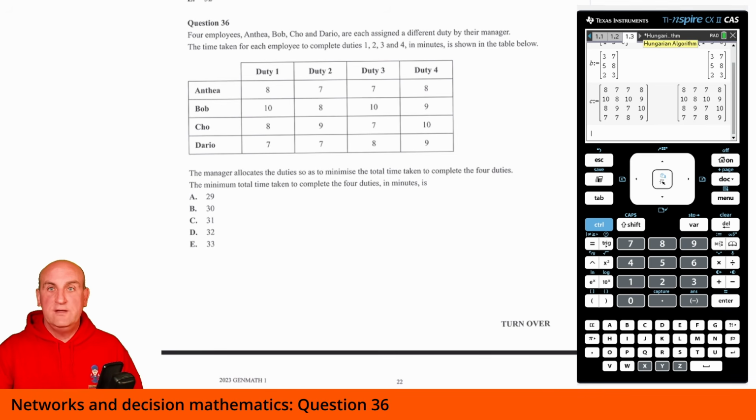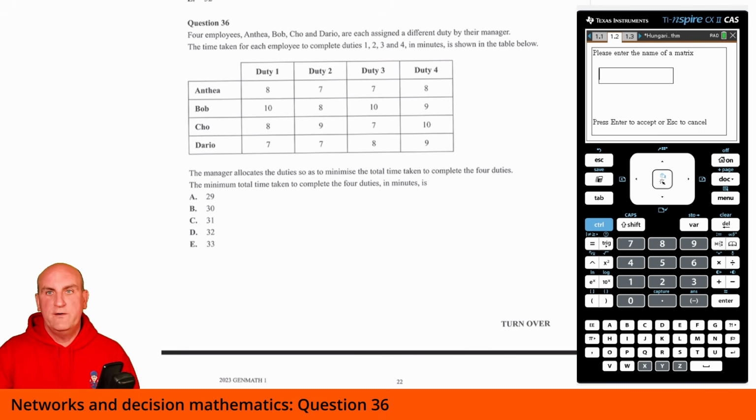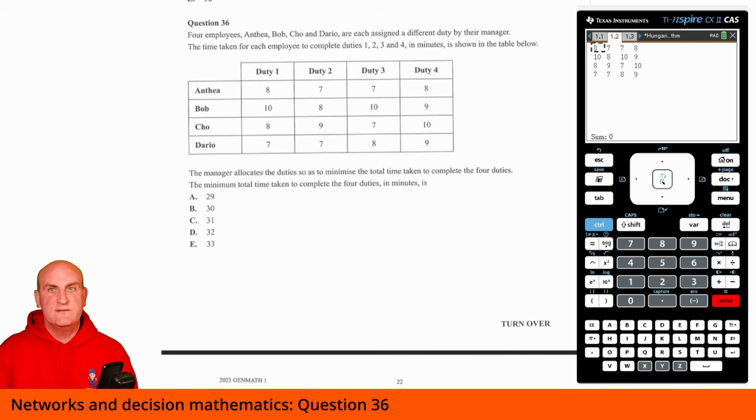Then apparently I go menu, matrix, user defined, and type in the matrix. I called it C, so I'm going to hit enter, and there we go. There's my C. 8, 7, 7, 8, 10, 8, 10, 9, 8, 9, 7, 10, 7, 7, 8, and 9. Apparently when I hit enter, it actually does the Hungarian algorithm for me. So there we go. That is the task that should be allocated to each person. It doesn't actually ask that. It wants to know the minimum total time taken to complete the 4 duties in minutes, in which case that says 30. So I'm going to circle B for 30.